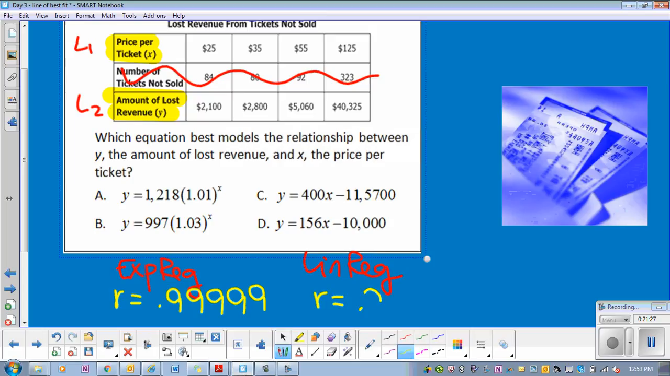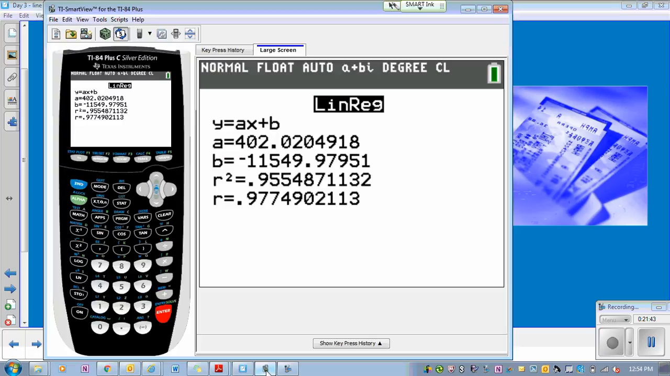R equals 0.97749. Clearly, the winner is exponential reg, yes? All right, but here's the thing, though. That just tells me that C and D are out. But which one is it, A or B? You look at the numbers. Yeah, we got to go back and look at our numbers.